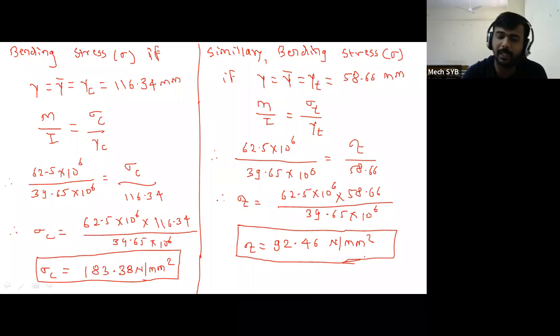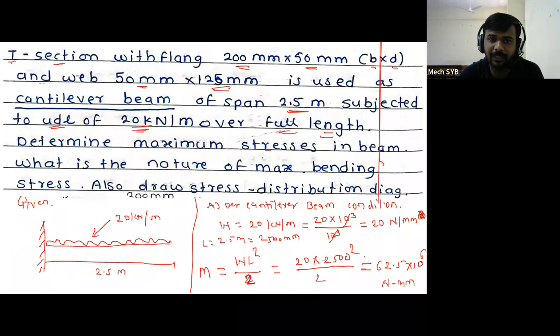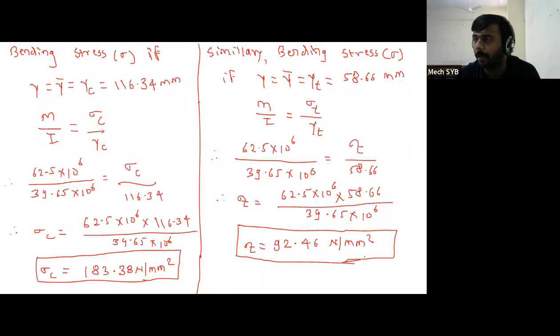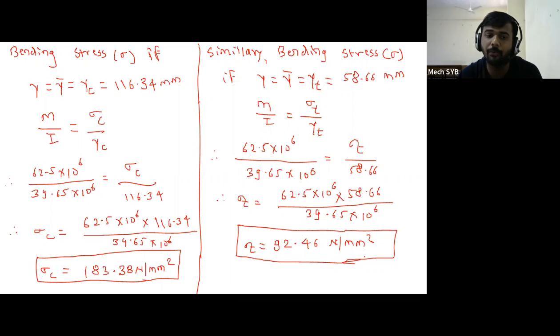But in the statement, what have they asked? Calculate maximum bending stress and what is the nature of maximum bending stress? What is the nature? Is the bending stress under tensile or under compressive? So what will be the maximum bending stress? Maximum bending stress is equal to which one, tensile or compressive? Compressive. Therefore, maximum bending stress is equal to sigma c is equal to 183.38 Newton per mm square. And what is the nature? Compression. This is very, very important.